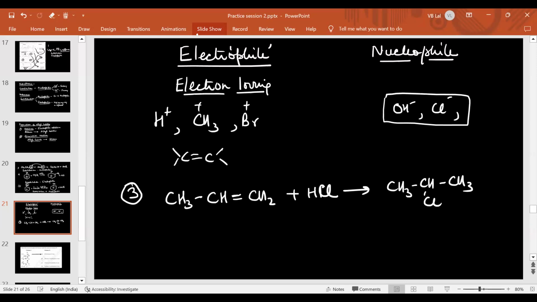First of all, tell me. It is addition. Very good. It is an addition reaction, right? Now, what adds on it first? The reagent.